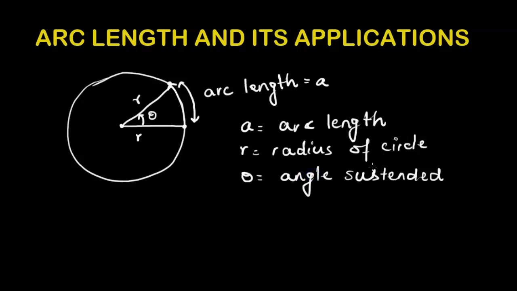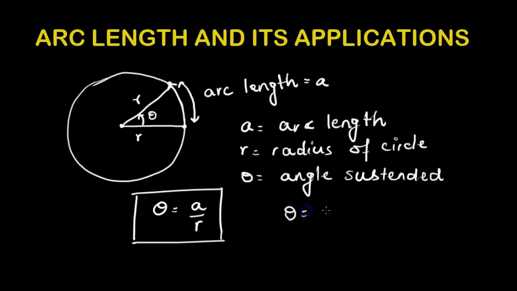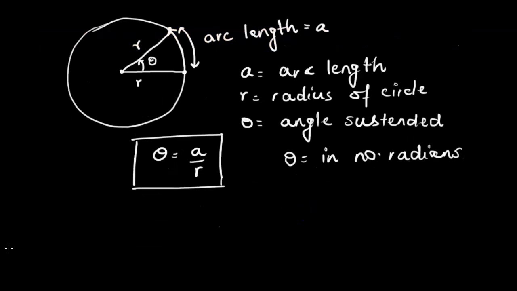Now, arc length, radius of the circle, and angle subtended all have a relationship, and that relationship can be described with a formula. The formula is theta is equal to arc length divided by the radius of the circle. Remember, in order to apply this formula, the units for arc length and radius have to be the same, and when they are the same, theta will be in radians. Let's understand this with an example.